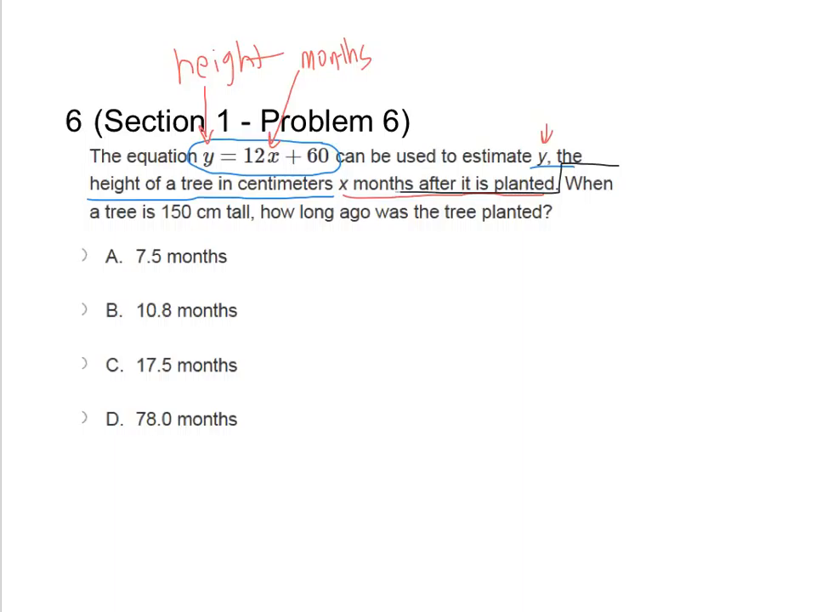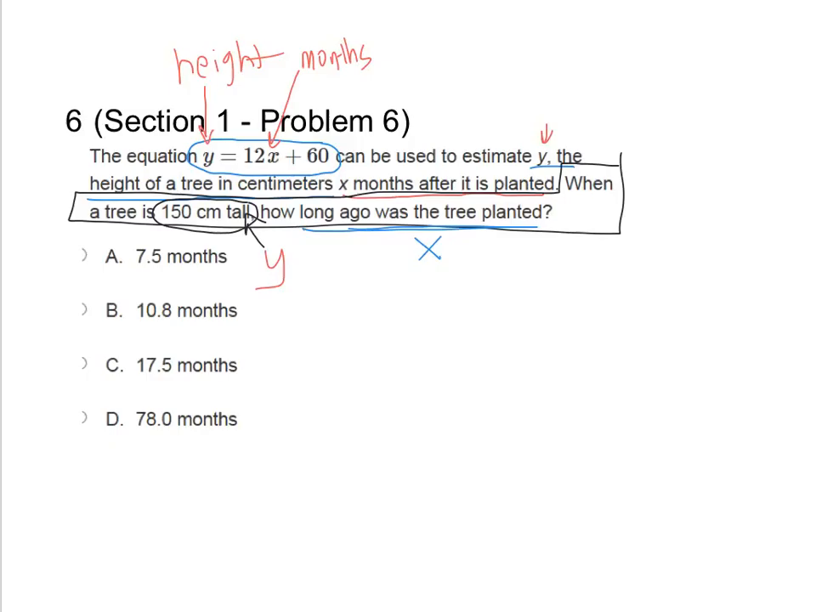As we did before, anytime I see a question, I'm going to put a box around it so that I know in order to be finished with this problem, I need to have answered that question. So they say when a tree is 150 centimeters tall, how long ago was it planted? Well, they gave me a height. Looking back at my original problem, a height always matches up with the y value. So really, what they did is they gave me a y value, and the question is how long ago was it planted? Well, really what we're looking for is the x value.